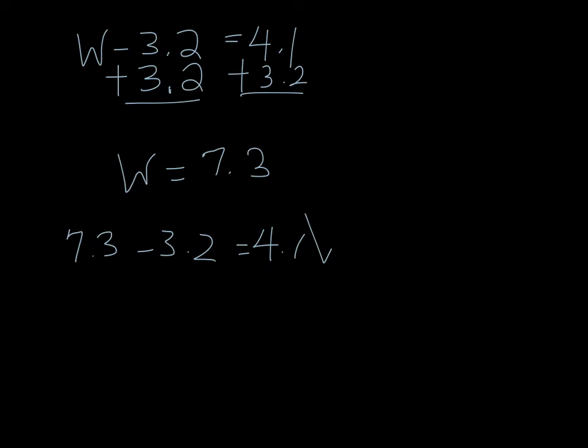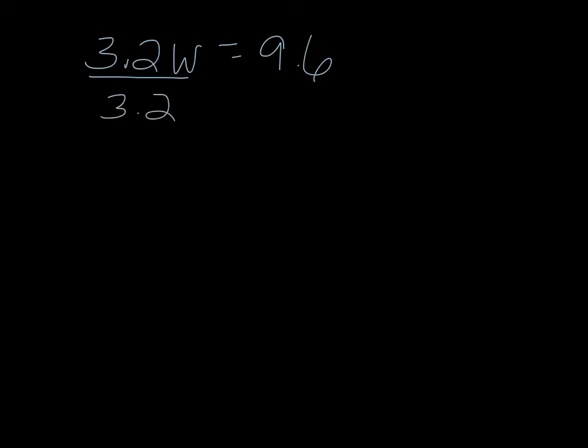Let's try another example. This time, we're going to have 3.2W equals 9.6. Well, we know that 3.2 right up against the W means we need to multiply. Well, how do we undo multiplication? By division. So we're going to divide both sides by 3.2. On the left, it'll leave me with just W. 9.6 divided by 3.2 is, yep, you got it, 3.